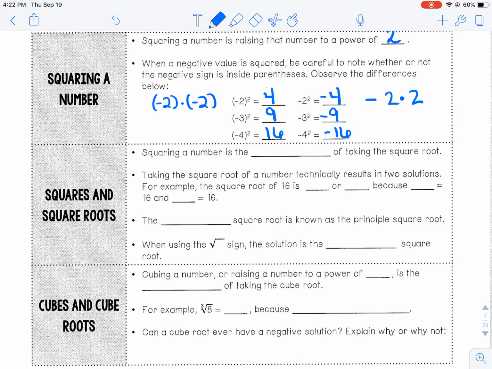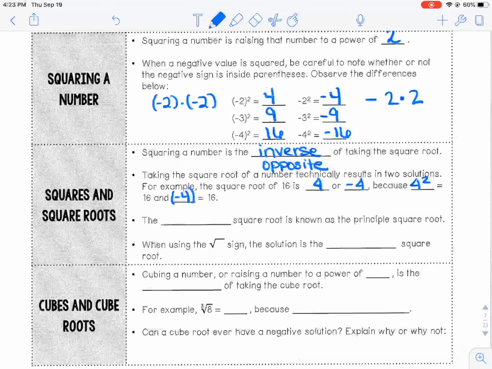Squaring a number is the inverse, also known as the opposite, of taking the square root. Again, we've had this in some previous notes. Taking the square root of a number technically gives you two solutions. For example, the square root of 16 can be either 4 or negative 4. Because if I take 4 squared, that will give me 16. And if I include the parentheses and the negative sign inside the parentheses, negative 4 squared also gives me a positive 16.